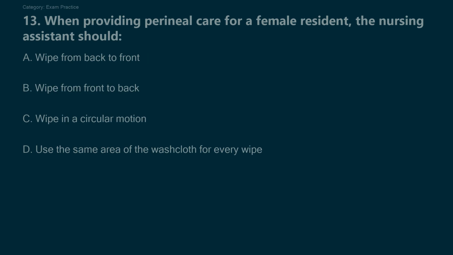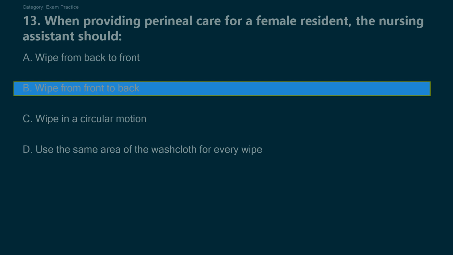Question 13. When providing perineal care for a female resident, the nursing assistant should: Option A, wipe from back to front. Option B, wipe from front to back. Option C, wipe in a circular motion. Option D, use the same area of the washcloth for every wipe. The correct answer is option B, wipe from front to back.